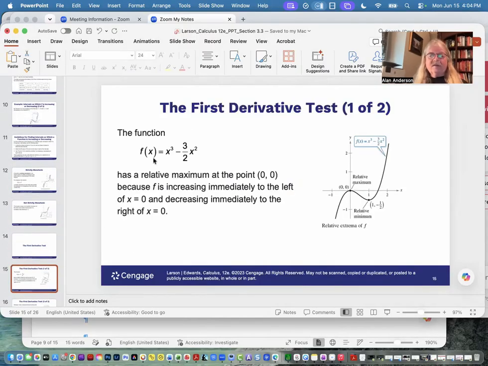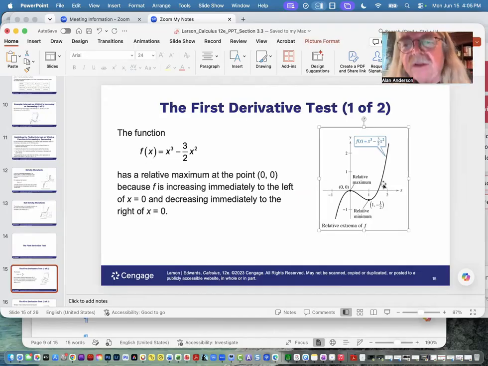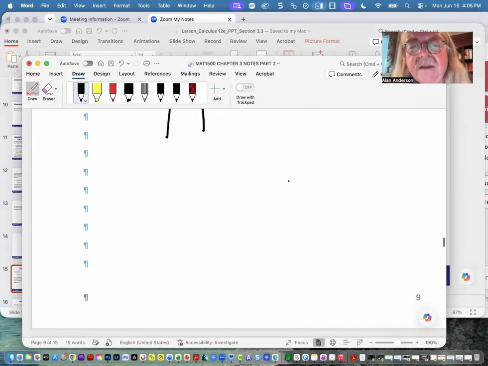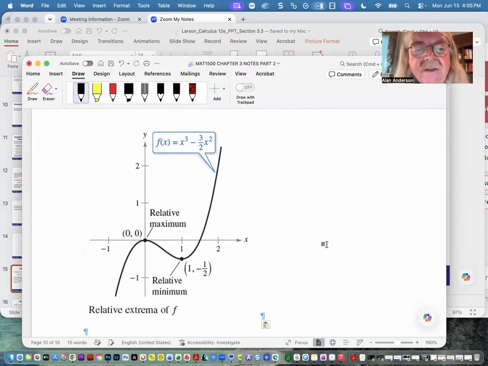Okay, the first derivative test. Here we go. Now you have a function. Now, this is the same example we had a few minutes ago. It has a relative maximum at (0, 0) because we know that it's increasing up to point (0, 0), and then it's decreasing after that. So it stands to reason that if the tangent line is positively sloped everywhere to the left of a point and negatively sloped everywhere to the right, that must be a point where it reaches a maximum.